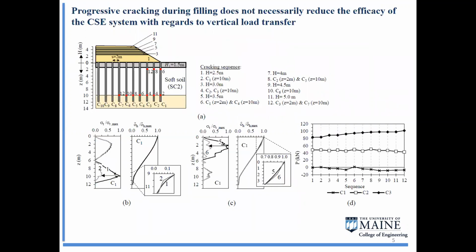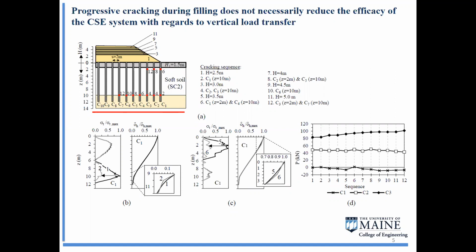So what we've found here is that progressive cracking during filling does not necessarily reduce the efficacy of the column-supported system with regards to vertical load transfer and stress reduction on the foundation soils. If you look at the top image, we're illustrating the predicted sequence of column cracking throughout embankment construction to a fill height of 5 meters for this particular scenario.